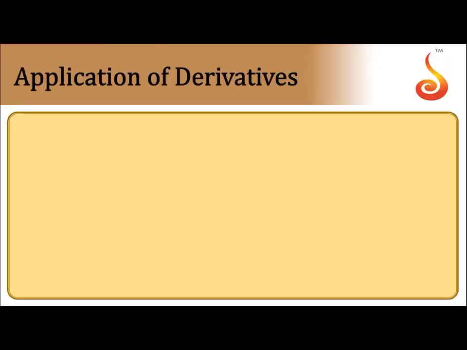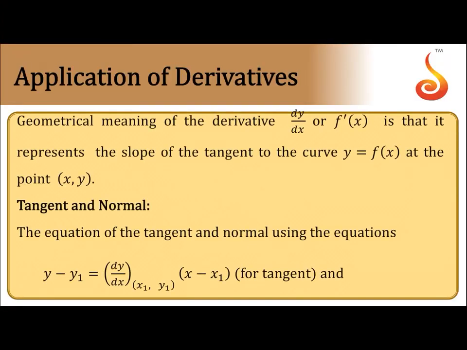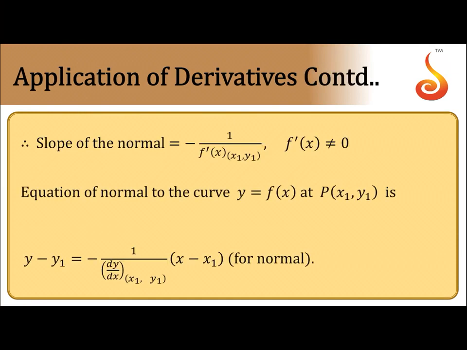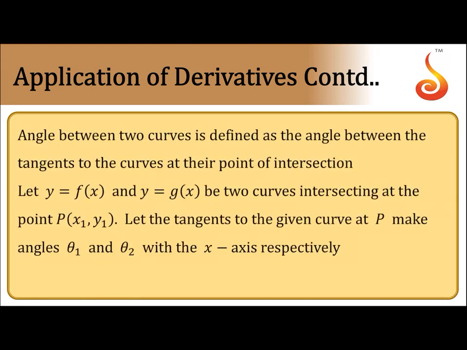Let's proceed. Now, applications of derivative. We know that when you take y equals f of x as any curve, the slope of the tangent to the curve is defined to be dy by dx. So the derivative of the function at a point is nothing but the slope of the tangent line drawn at the point to the curve. And the equation of the tangent line is y minus y1 equals m into x minus x1. The equation of the normal line is y minus y1 equals minus 1 by m into x minus x1. This is the normal equation.